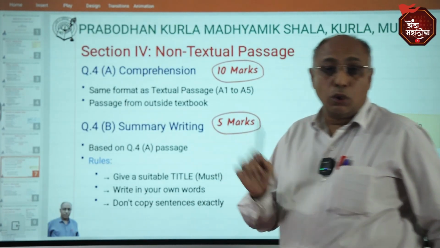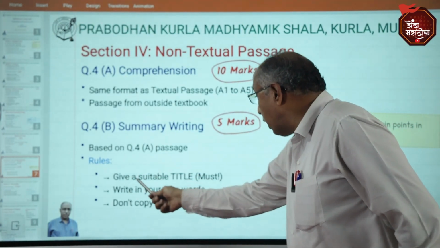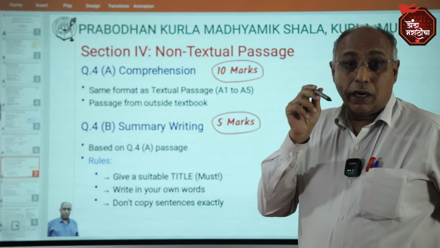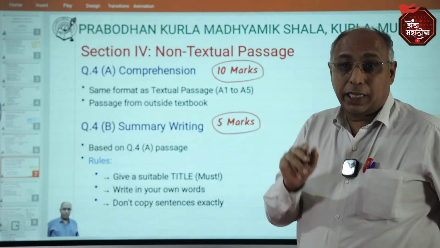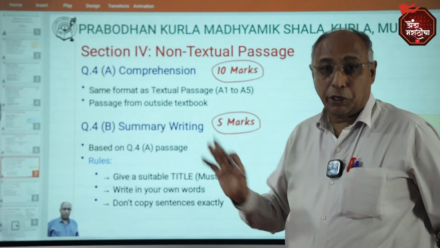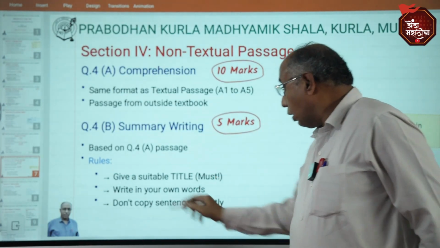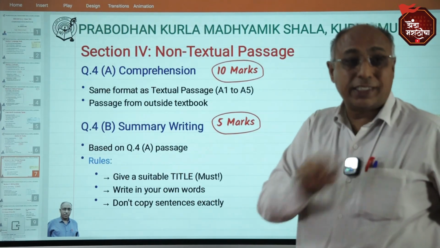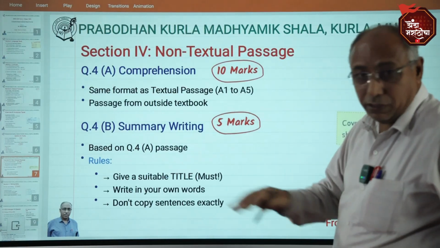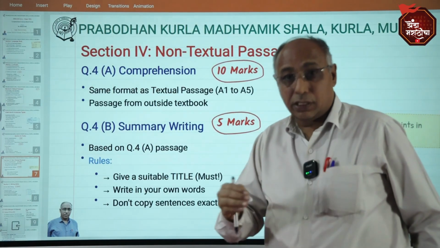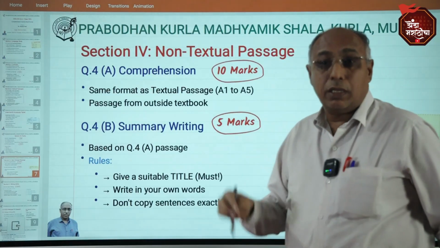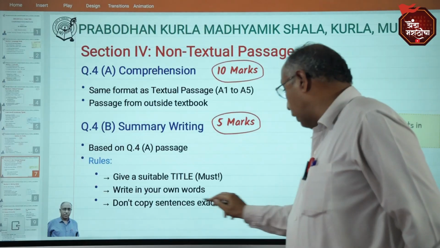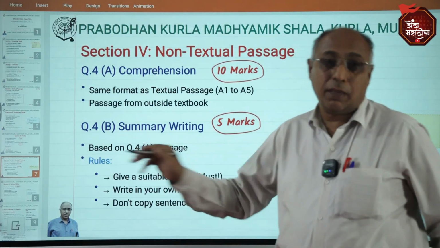For that, some rules are given. These are: give a suitable title, that is a must. Unless and until you give the title, marks will not be allotted to it. The next rule is to write in your own words, means you cannot copy the sentences as given in the passage. Your own words are expected to be used in doing your summary. Do not copy the sentences exactly as they are given in the passage.